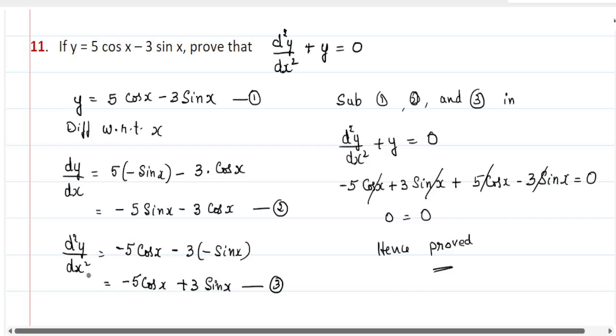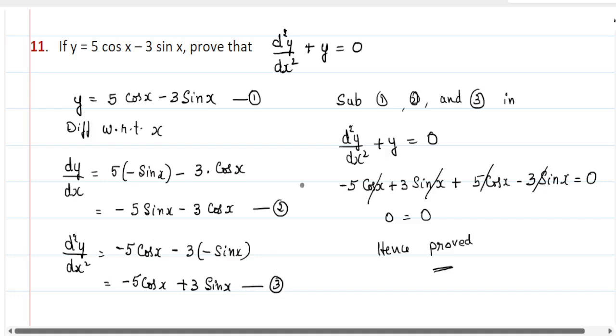That is d square y by dx square is equal to, differentiate this, minus 5 sin x. It will become minus 5 cos x minus of 3 into differentiation of cos x, which is minus sin x. So we'll get minus 5 cos x plus 3 sin x. Name this as equation number 3.